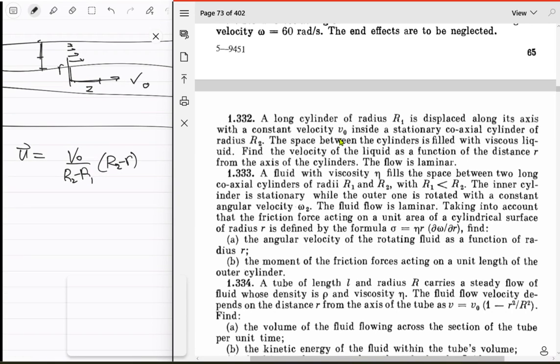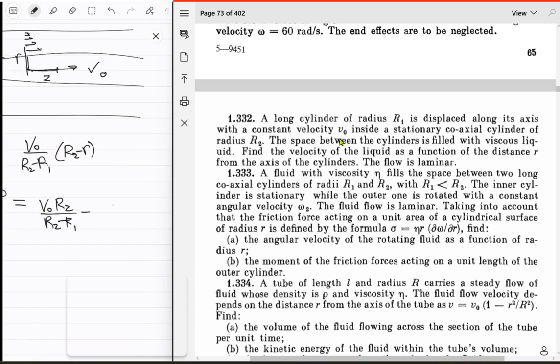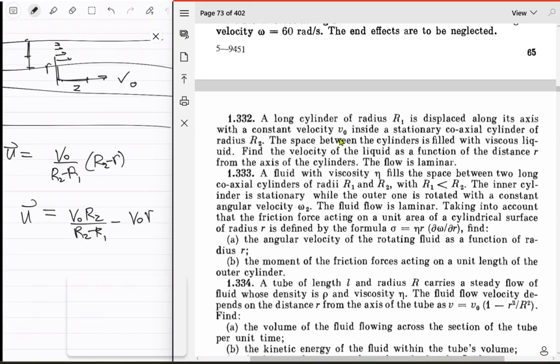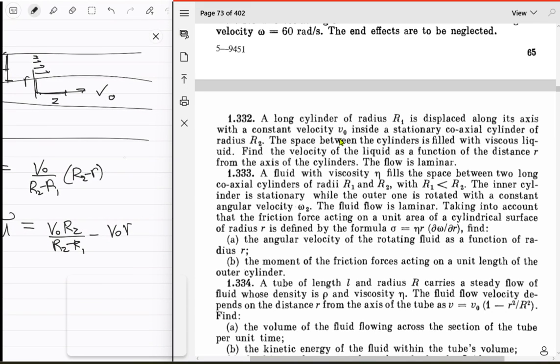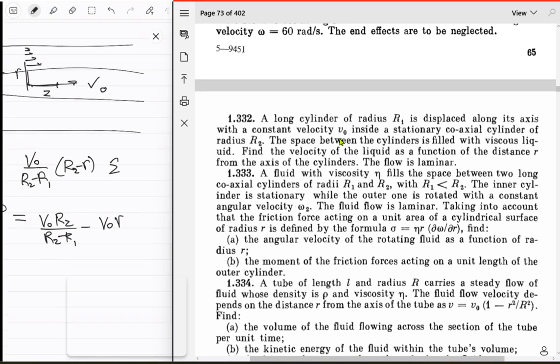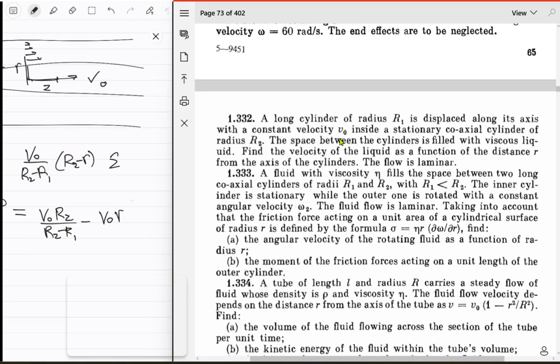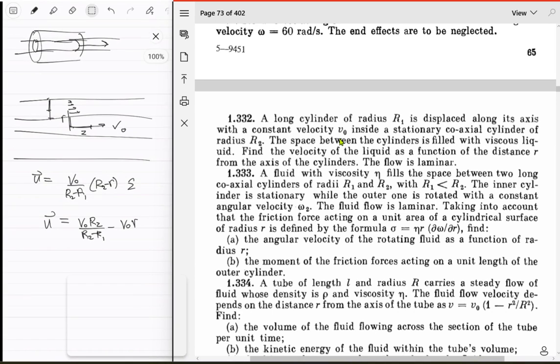I don't know, but hopefully it will. So u vector is basically this thing, v naught r2 upon r2 minus r1, which is kind of a constant, minus this thing, v naught r. Oh, and it should be vector. It's actually along the z hat direction. So z hat direction, right? Yeah. So that's the way it should be. And yeah, looks good. Got negative v naught, whatever. Just put it like that.